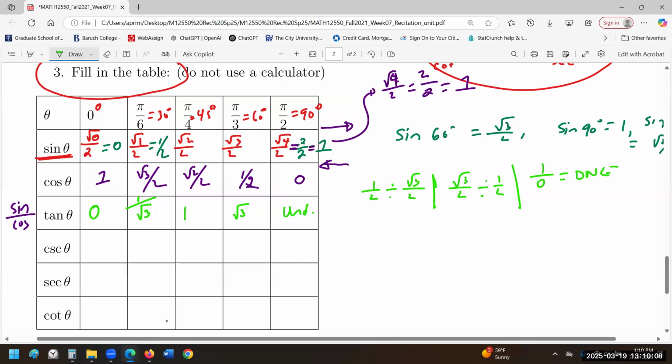Do you see what I did? I took the first column and divided by the second column. So 0 divided by 1 gives us 0. 1/2 divided by root 3 over 2 gives us 1 over root 3. Root 2 over 2 divided by root 2 over 2 is 1. And then the last one is 1 over 0. We cannot divide by 0, so it's undefined. That means if they ask you what is tangent 90 degrees, the answer is it doesn't exist.